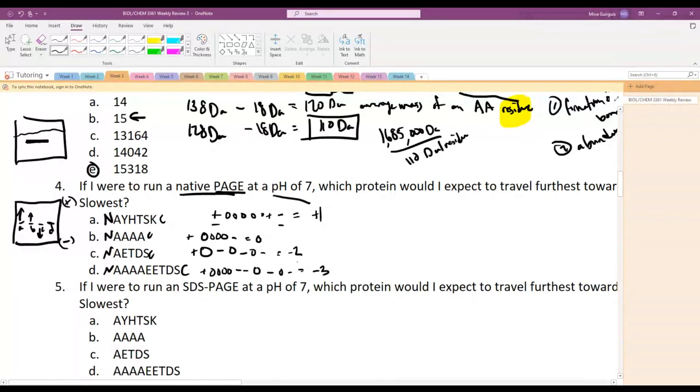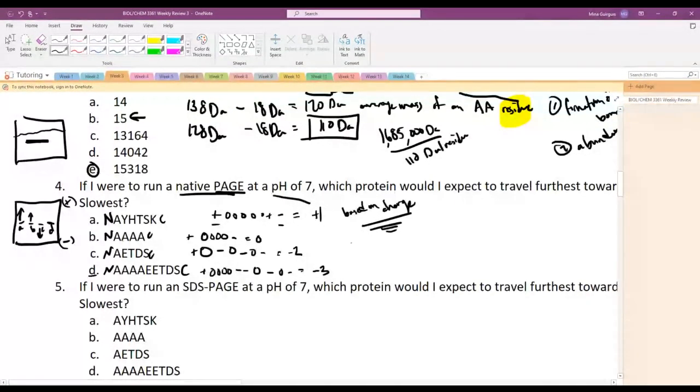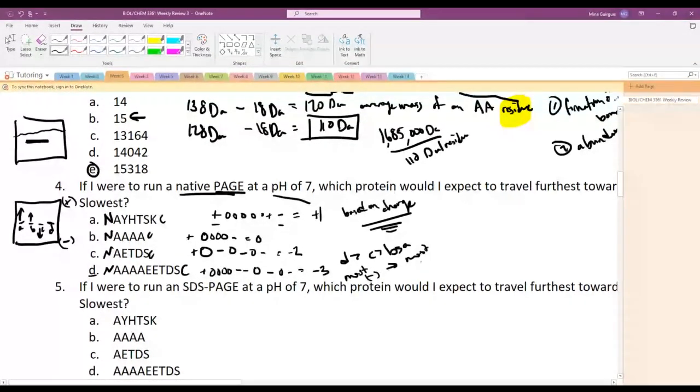Okay, so if we were just basing this off charge, D would be the fastest, because, so based on charge, and I'm going to underline this because this is a very important difference. It would be D, then C, then B, then A, right? Because this is going to be most negative to most positive, okay? But I told you all that native PAGE, that gel electrophoresis in general, also takes into account size. And by size, I really should have said mass, okay?